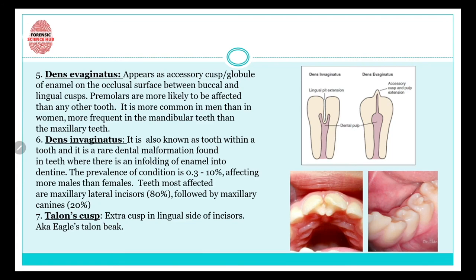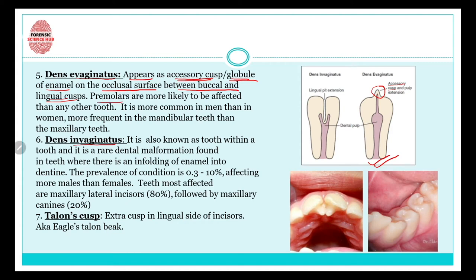Then comes dens evaginatus and dens invaginatus. These are two terms. So in dens evaginatus, if you look at this particular picture, this is for dens evaginatus. This appears as an accessory cusp or globule of enamel on the occlusal surface between buccal and lingual cusp. If you look right here you can see that a globule of enamel is there, right? We can call it an accessory cusp, and this is present on the occlusal surface of the teeth between the buccal and the lingual cusp. So there are different cusps, right? So dens evaginatus occurs between the buccal and lingual cusp.